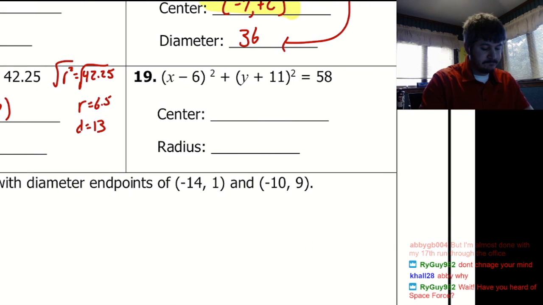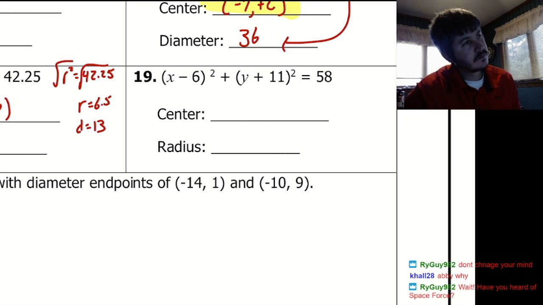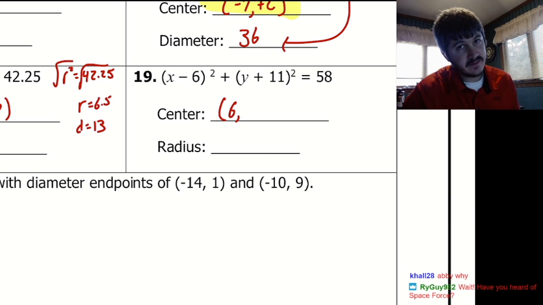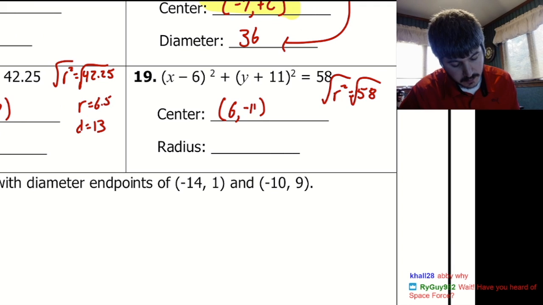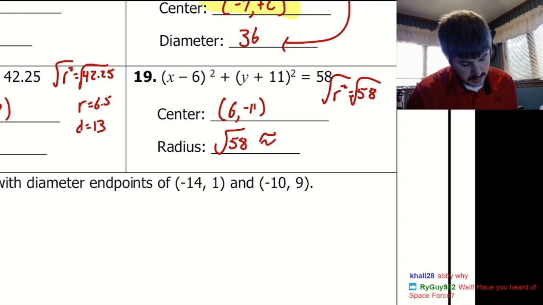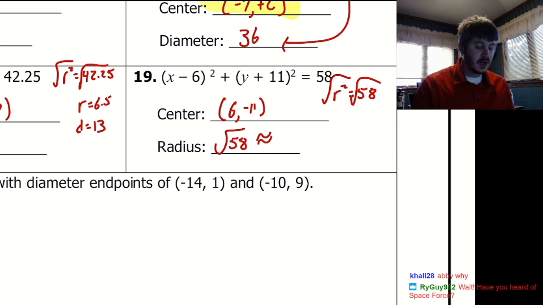And the last question. We just got to flip the signs. So we see negative 6 for that x-coordinate, so it's positive 6 for the actual coordinates. Then y plus 11, therefore the coordinate is negative 11. And then the radius, well, this is 58, so it's r squared equals 58. And then you're going to square root both sides. So the radius is the square root of 58, which we could plug into a calculator to get an approximation for it. Usually you don't need to.